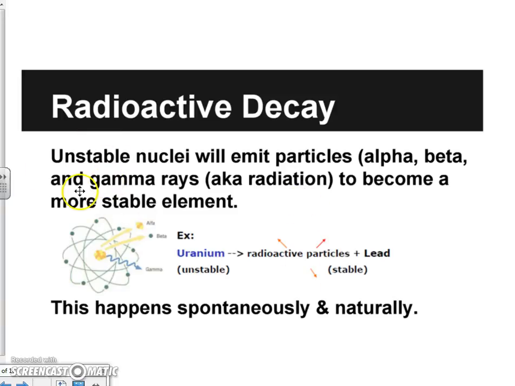So how these things are going to become stable is they're going to release particles. And we're going to talk about alpha emission, beta emission, and then gamma rays, which is something you might have heard of before, to become this more stable element. And a lot of times it does end in lead. If you are a radioactive element, this happens spontaneously. We don't have to fire a neutron at it or give it a charge or anything. It just does this to become more stable. Everything in nature wants to be as stable as possible.